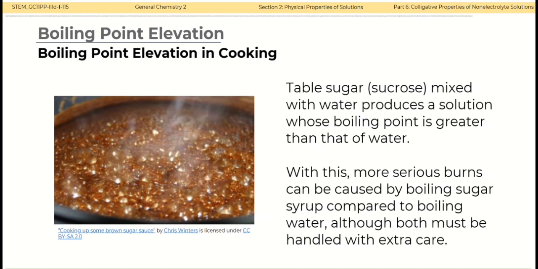Table sugar or sucrose mixed with water produces a solution whose boiling point is greater than that of water. With this, more serious burns can be caused by boiling sugar syrup compared to boiling water, although both must be handled with extra care.